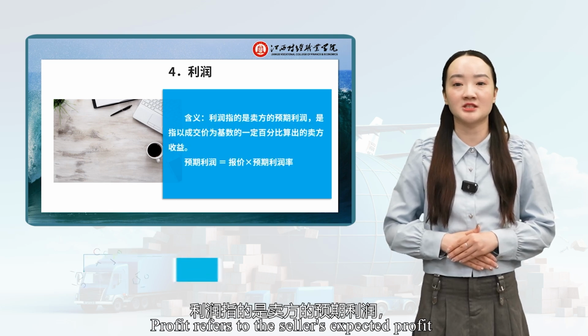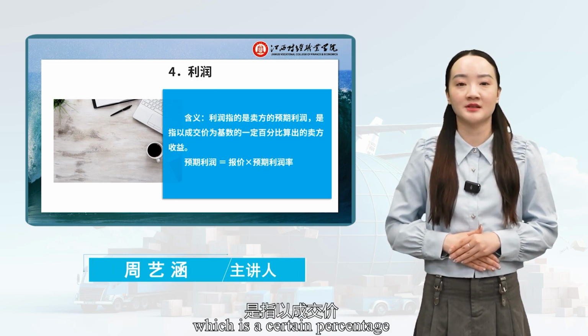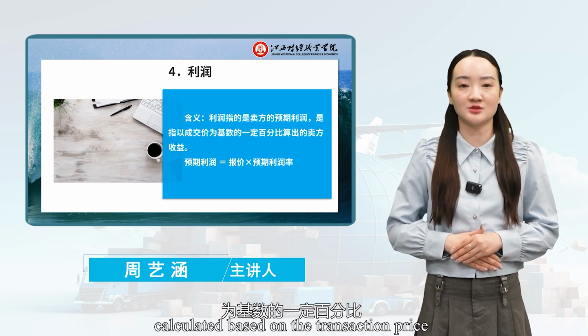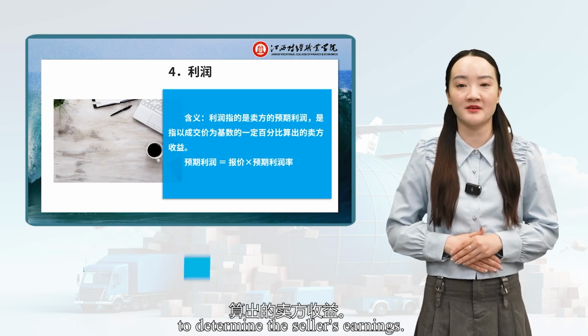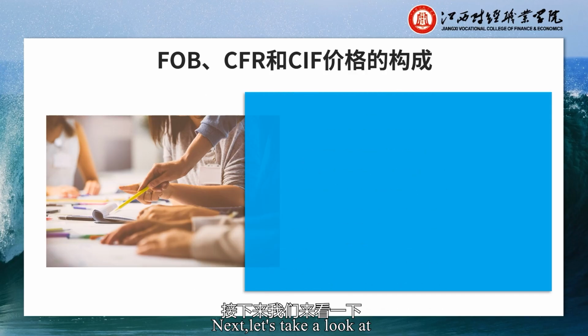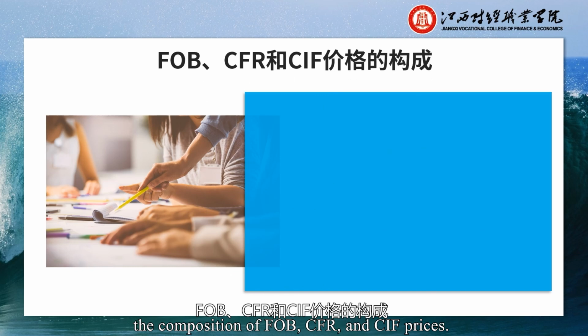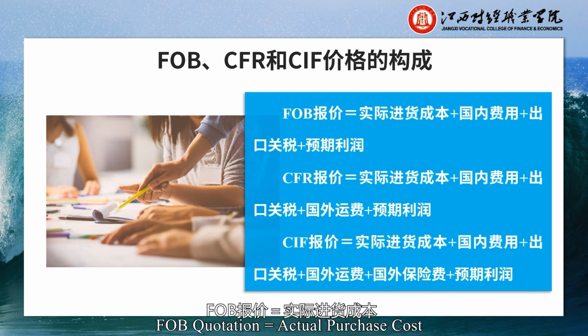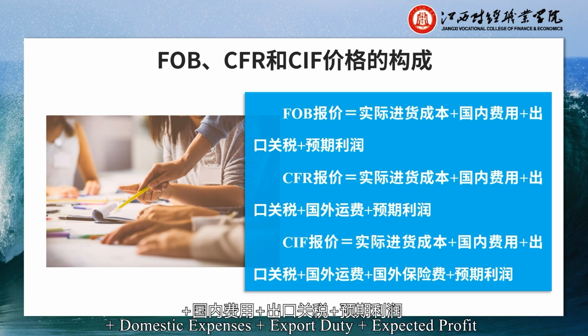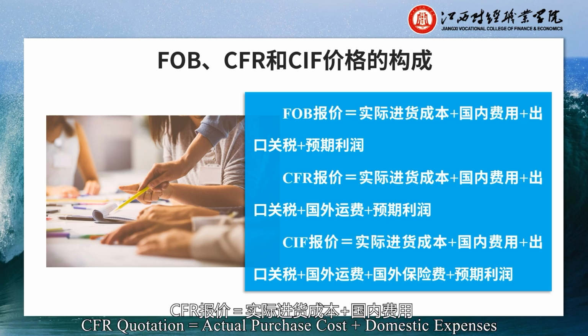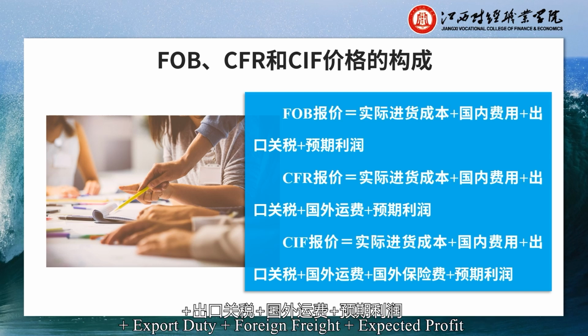Profit refers to the seller's expected profit, which is a certain percentage calculated based on the transaction price to determine the seller's earnings. Next, let's take a look at the composition of FOB, CFR, and CIF prices. FOB quotation equals actual purchase cost plus domestic expenses plus export duty plus expected profit. CFR quotation equals actual purchase cost plus domestic expenses plus export duty plus foreign freight plus expected profit.